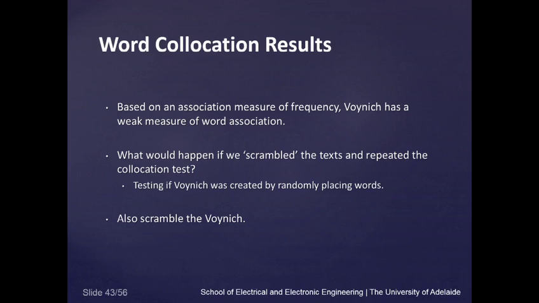So if we randomly scrambled the text, would any of the tested languages show a relationship with the Voynich? And if we also scrambled the Voynich, would there be a significant difference? If there was not a significant difference, then it may have been developed using a random placement of words.